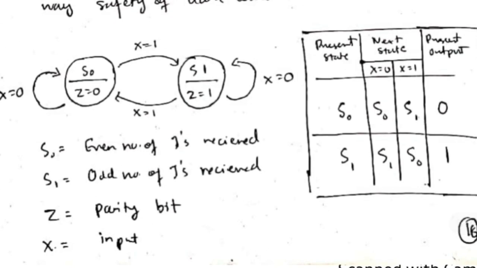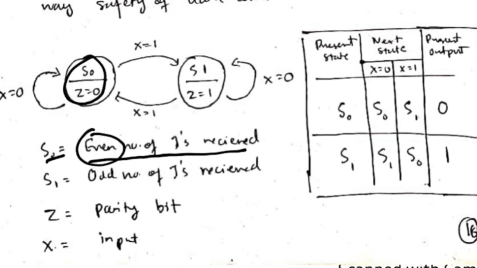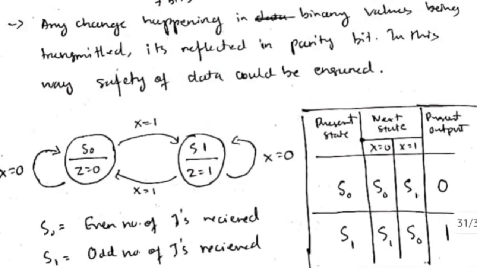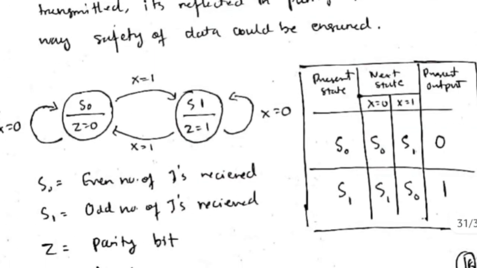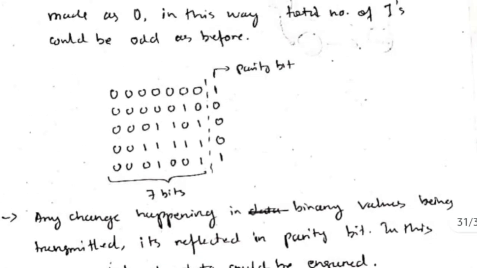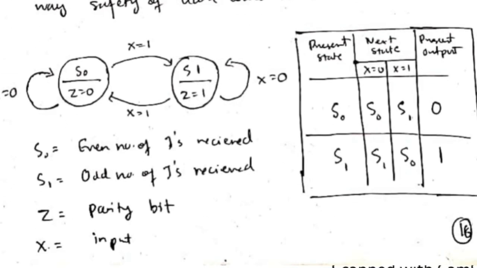So this is the state graph. z is nothing but the parity bit. Here S0 is the state of an even number of ones received. If the number of ones is even, z will be 0. If the number of ones is even in the first 7 bits, z will be 0 here. Similarly, if the state is S1, it means an odd number of ones are there, and in that case z will be 1. And x is the input, either 1 or 0.